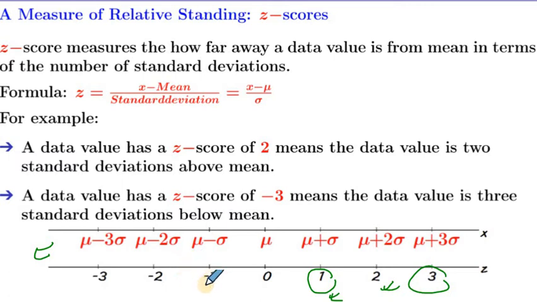Similarly, on the other side, this -1 over here means 1 standard deviation below the mean and the Z-score is -1. This -2 on here means 2 standard deviations below the mean and the Z-score is -2. And this -3 on here means 3 standard deviations below the mean and the Z-score is -3.